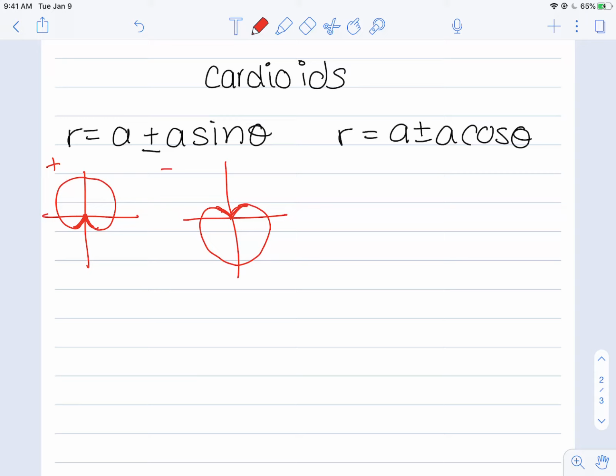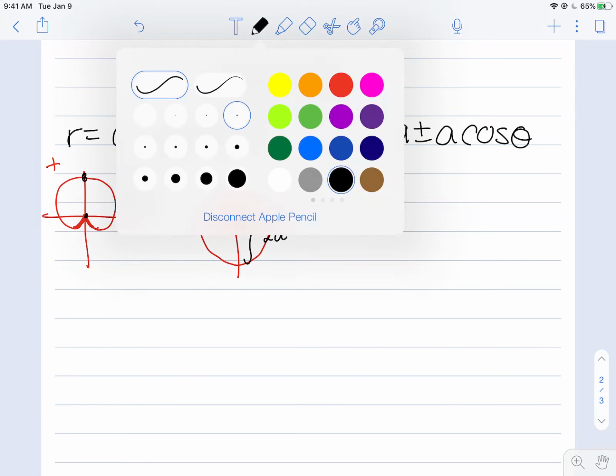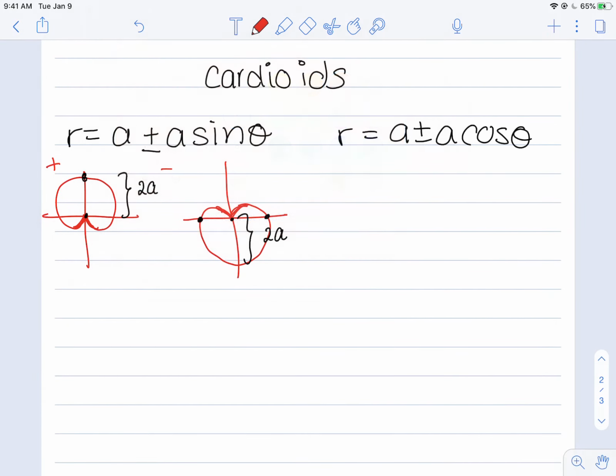also, the distance from the point that goes through the pole to the point that's furthest out is going to be a distance of 2a. And also the distance between the pole and the point that touches the horizontal axis is also a. So again, remember that if it's sine, you're going to have symmetry with respect to the vertical axis.